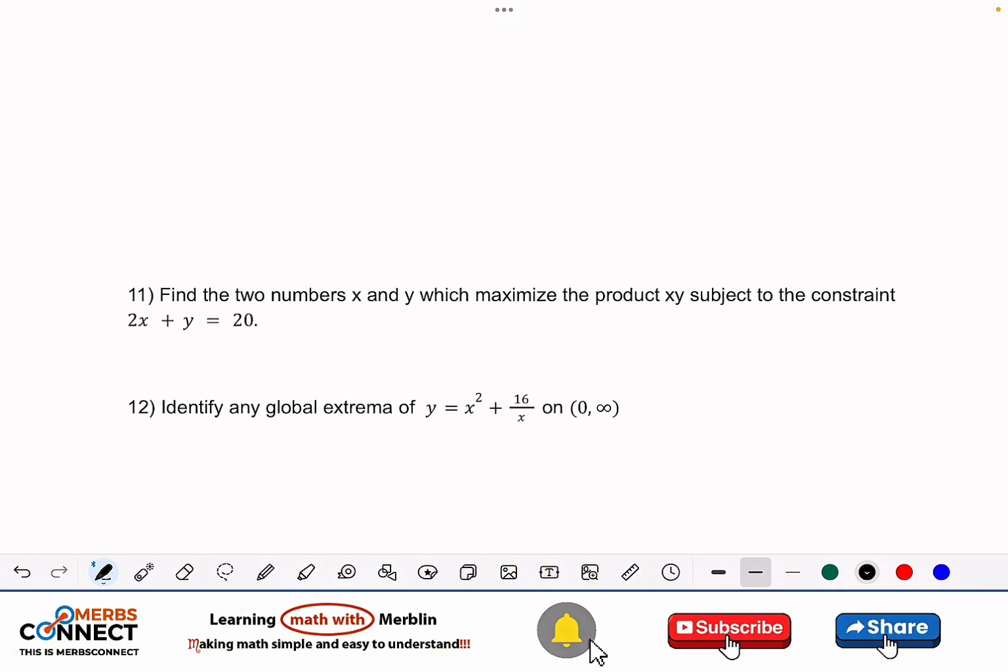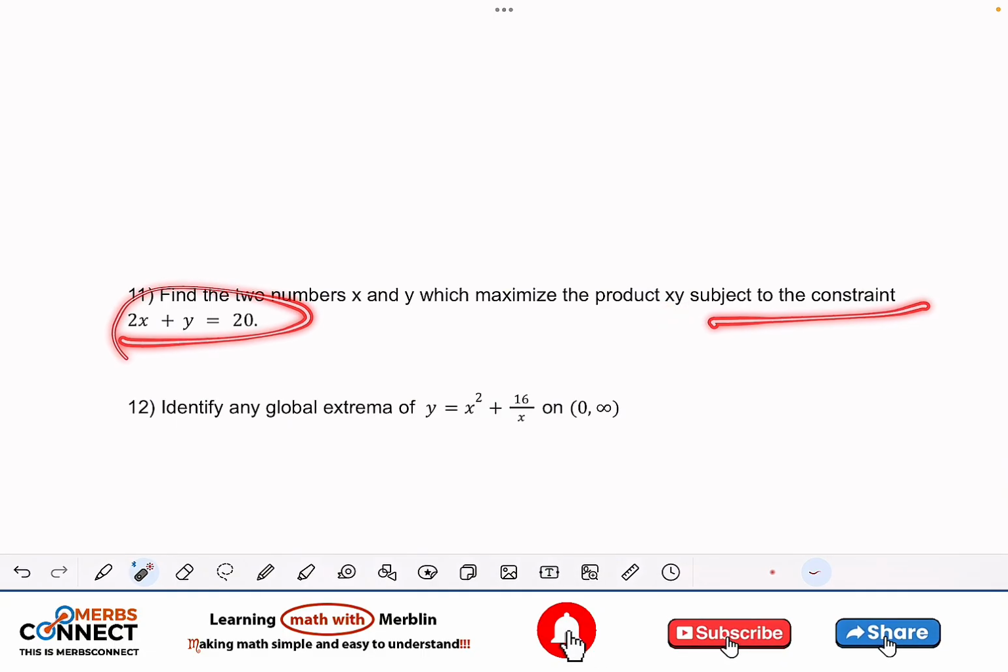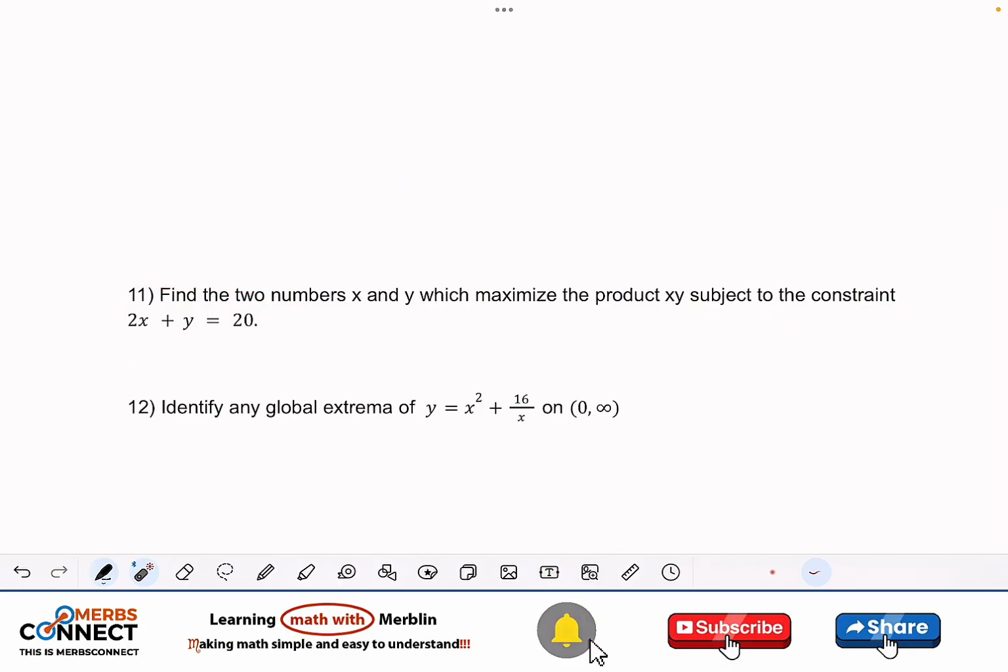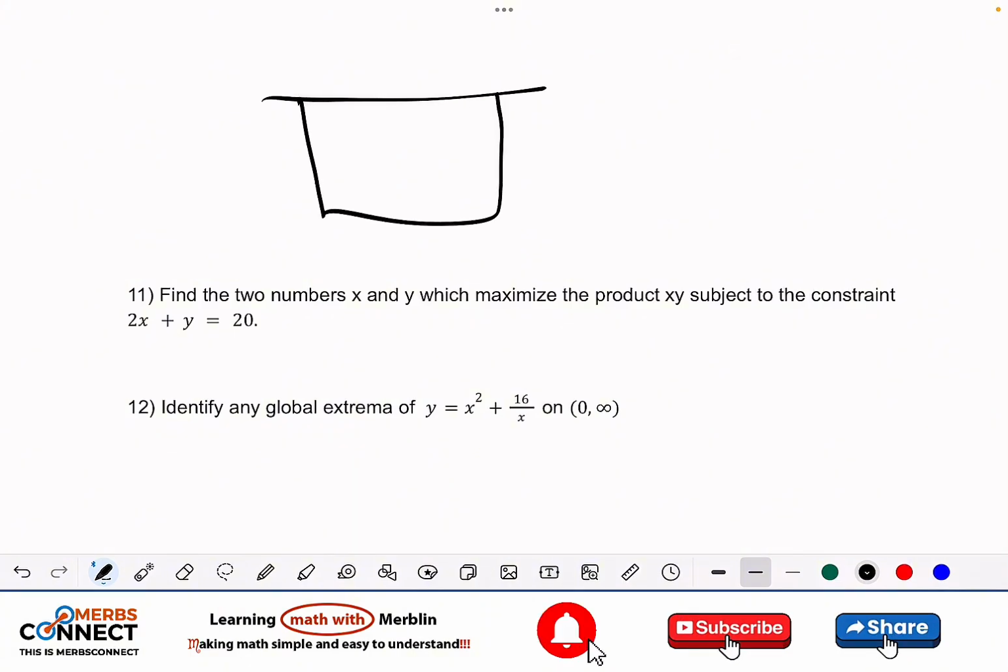Yeah. So let's just go through it very quickly and then we are done here. Now we want to find the two numbers x and y which maximize the product xy with a constraint. If we are constructing it from a function, it's like when you have a river and a rectangle here, with x here and y here.